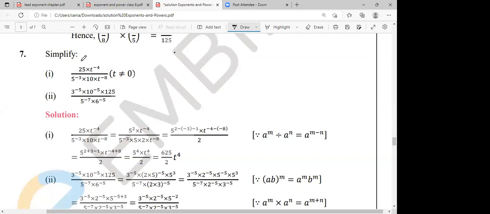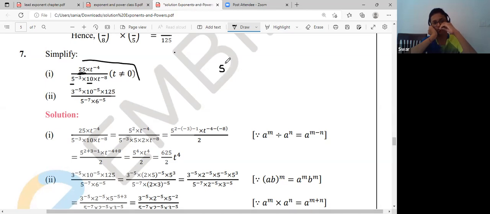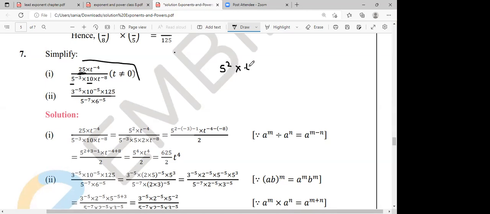So the question is this: 25^(t-4) times 5^(-3) times 10^(t-8). First of all, whatever identities you have, you have to try to make it like that only. Over here you can say 25 is 5 square, so 5 squared multiplied by t raised to the power minus 4, and over here 5 raised to the power minus 3. And can you make this 10 in the context of 5?